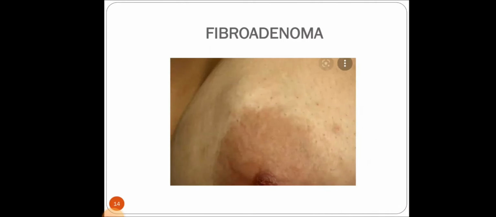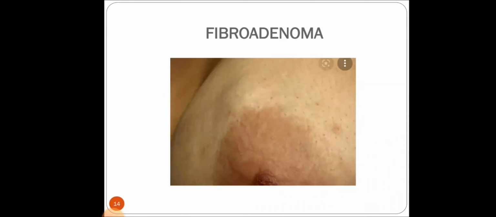Other than excision of the lump, cryoablation, meaning use of extreme cold to destroy the tissue under local anesthesia, can be done. Then enucleation, a surgical operation where the cyst or tumor can be completely removed, is called enucleation. So that also can be done in case of this fibroadenoma condition.